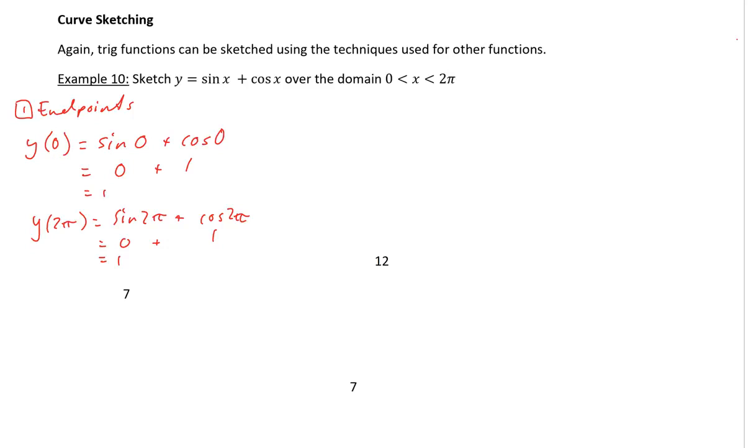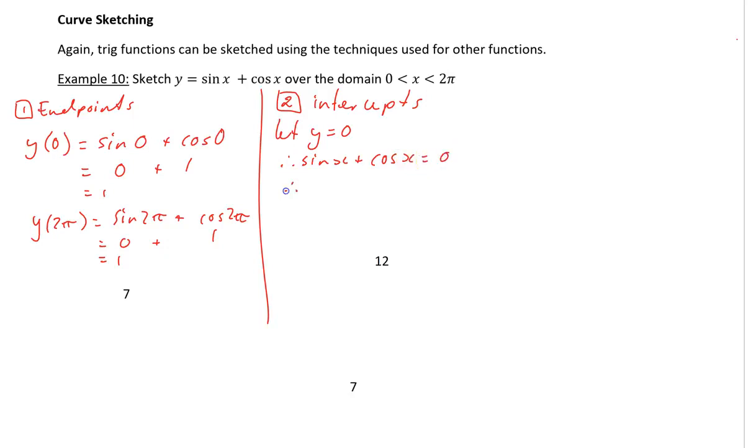Next thing that we're going to do is find our intercepts. Well, I suppose we've got our vertical intercept. We're going to find some x-intercepts, and there could be a few. Let y equal 0, that'll give us any x-intercepts. Therefore, sine x plus cos x equals 0. Therefore, sine x is equal to negative cos x.